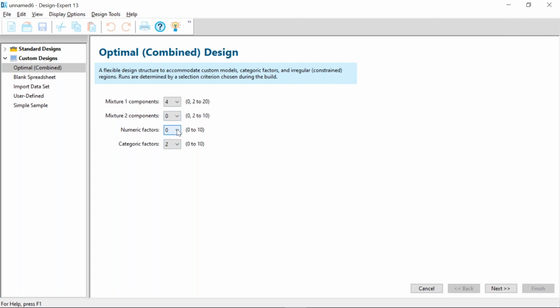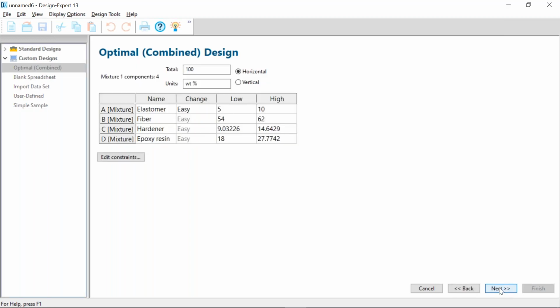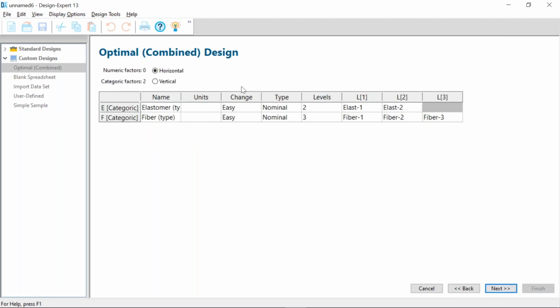You could also put in numeric factors like time and temperature. I'm not going to do it here, or even another mixture like a coating on top of this composite material could be also included, but that would be a lot of things to experiment on. So there's plenty already. We're leaving this as easy to change, but obviously you could consider doing a split plot that would have, let's say, hard to change mixture that would be batched and easy to change materials, or vice versa. So there's lots of considerations there.